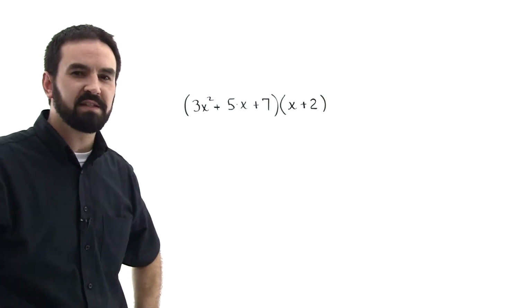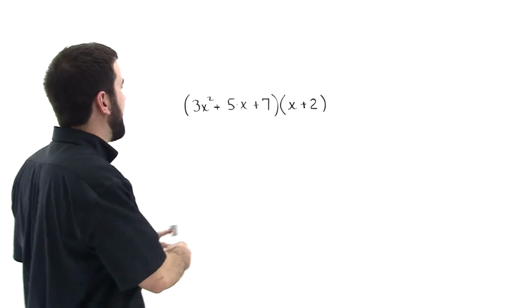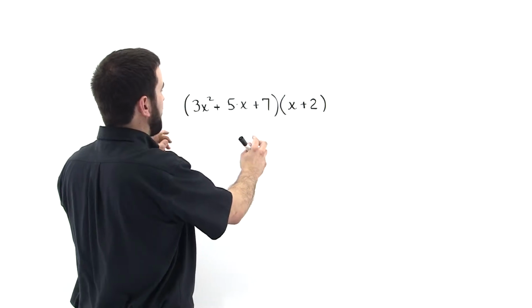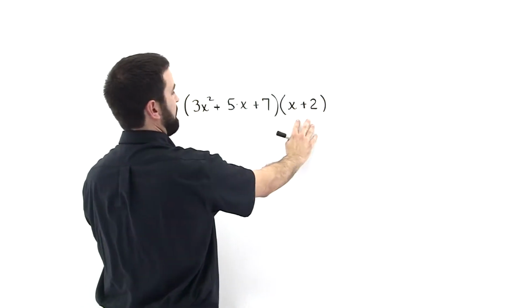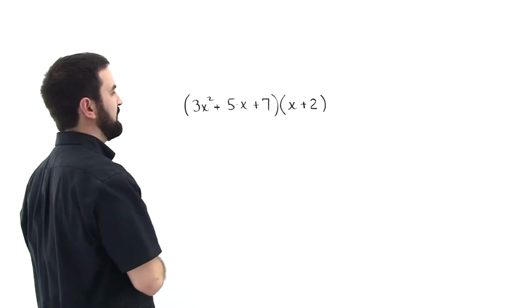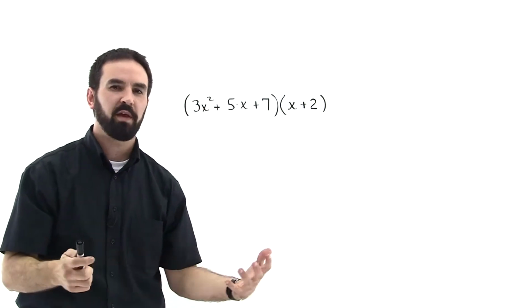This problem is similar to the last one, except that I've switched the order of them. Previously, this term right here was on this side, right? And this term here was on the front side. So now they're in reverse, and so how will we handle this situation?